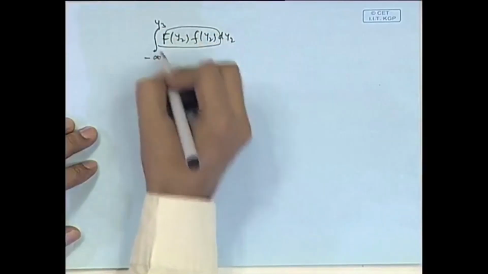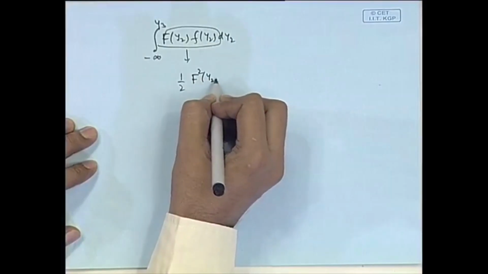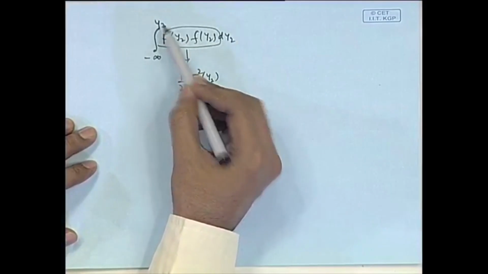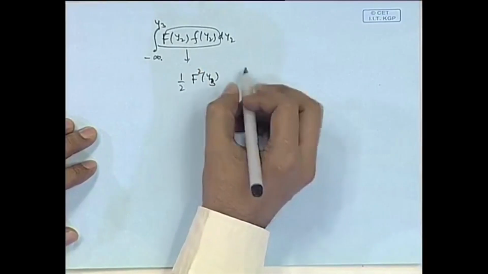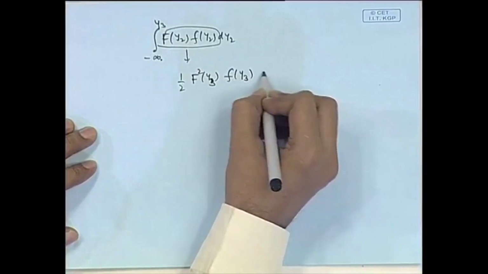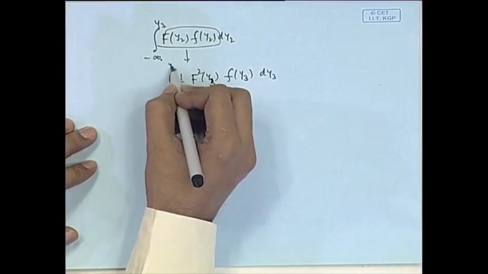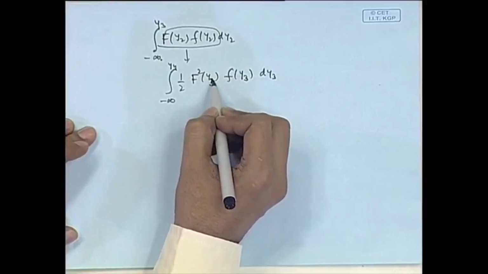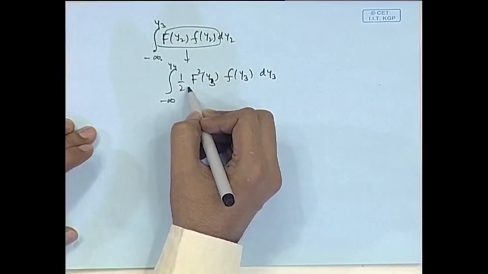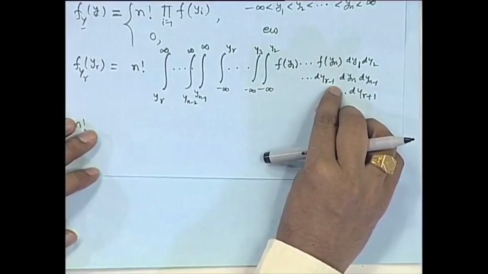Now, notice that if we integrate this, we will get half F square y 2, and again if we substitute the limits, I will get half F square y 3, and at minus infinity this will be 0. So, at the next stage the integrand will be this term from minus infinity to y 4. Next stage it will give F cube of y 4, and here it will be 1 by 2 into 3. Now, this step will continue up to f of y r minus 1.